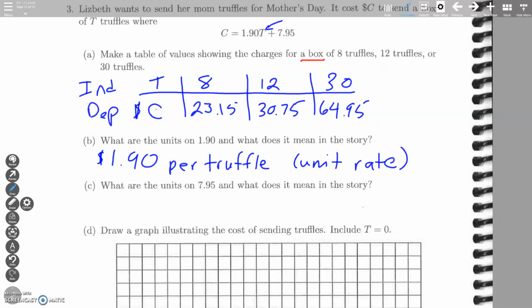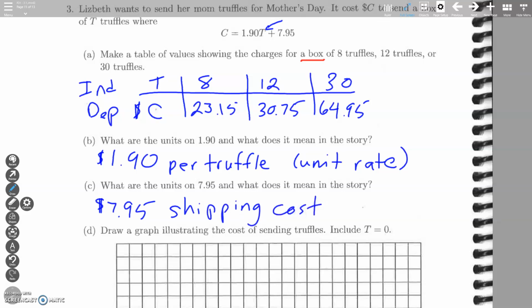Question C says, what are the units on 795? Well, if our total C is dollars, 795 must also be dollars. But what could that be? What could 795 represent? Well, think about sending things through the mail or buying things. You know, it could be that this $7.95 could be shipping cost.